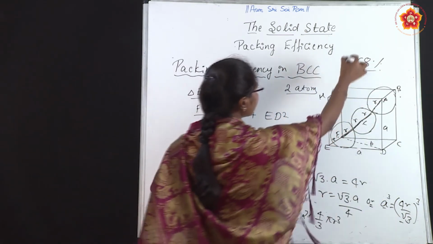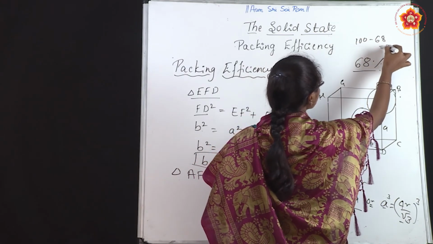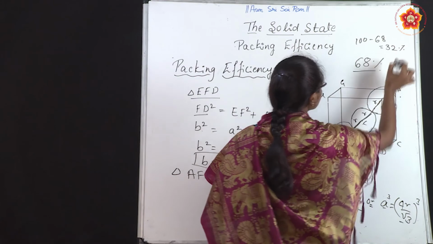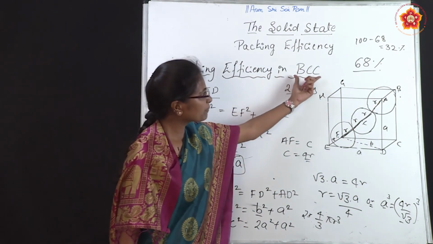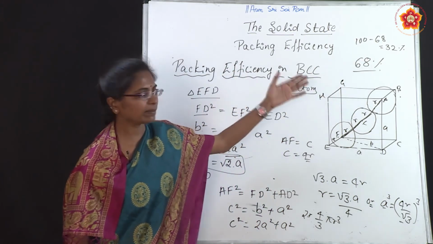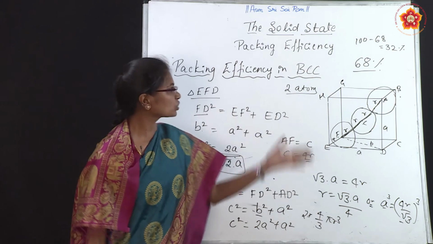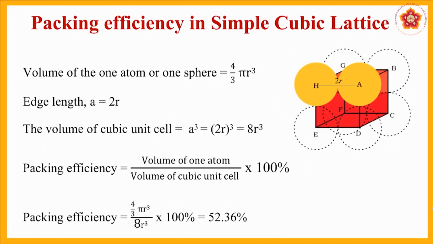Okay, and 100 minus 68 is 32. So 32% of empty space is present in the BCC. The packing efficiency is 68, and whatever the remaining percentage is, that is the empty space which is present in the BCC. So next we will study the packing efficiency in simple cubic lattice.